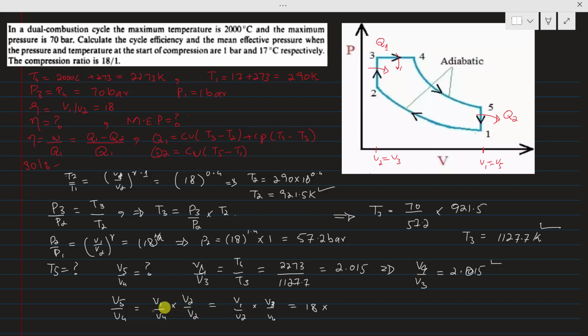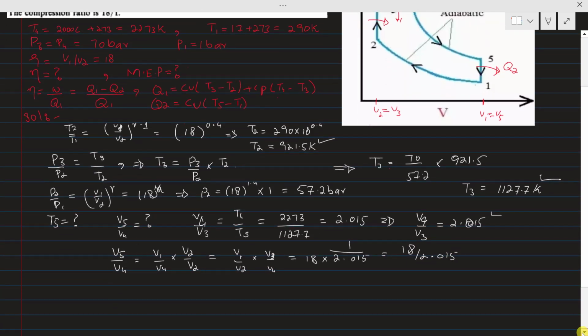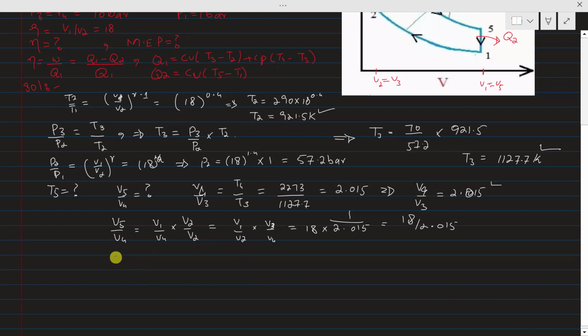So the value of V3 by V4 will be reciprocal of this value, that is 2.015. So 18 divided by 2.015 finally will give you the V5 divided by V4 value, that is 18 divided by 2.015, and it will be equal to 8.933.